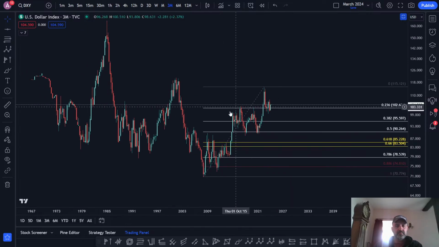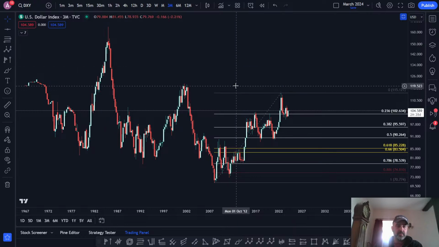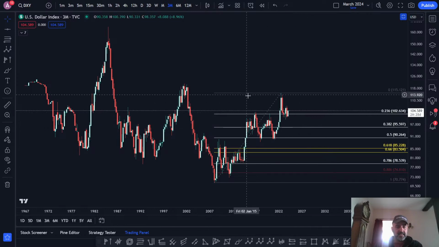What do you see? Well, I see ranges. I always see ranges. I don't see anything else. There's no trend here. It's just a big range. And what I'm seeing is that we're in the highs of a range.